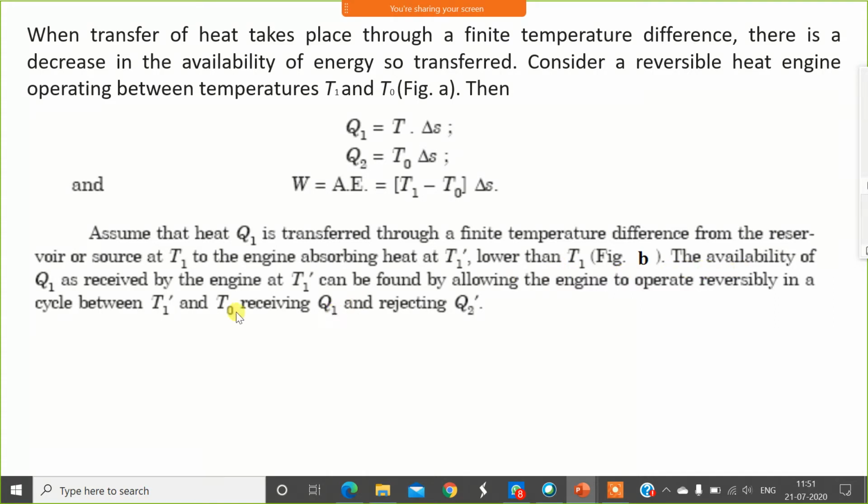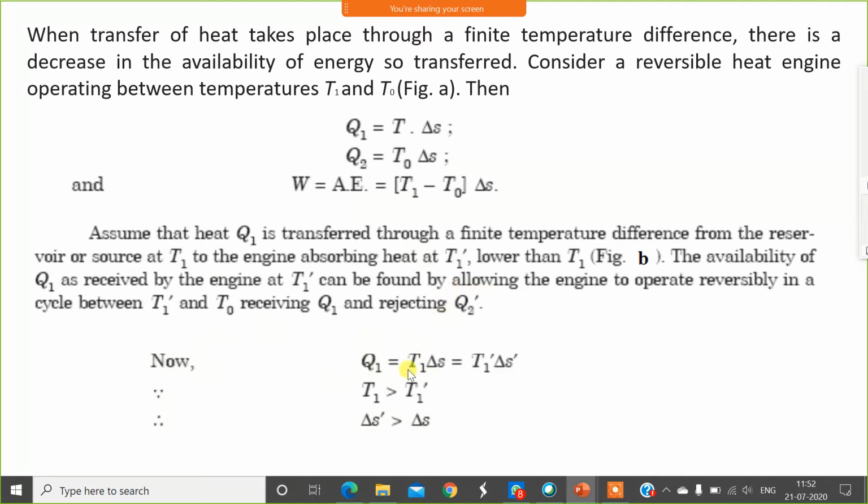The availability of the Q1 as received by the engine at T1 dash can be found by allowing the engine to operate reversibly in the cycle between T1 dash and T0, receiving Q1 and rejecting Q2 dash. Now heat rejected for finite temperature difference is Q2 dash, and Q1 is the heat supplied in both the cases, in the reversible Carnot cycle as well as in the finite temperature difference case. Q1 is the heat supplied, but Q2 dash is the heat rejected for finite temperature difference.